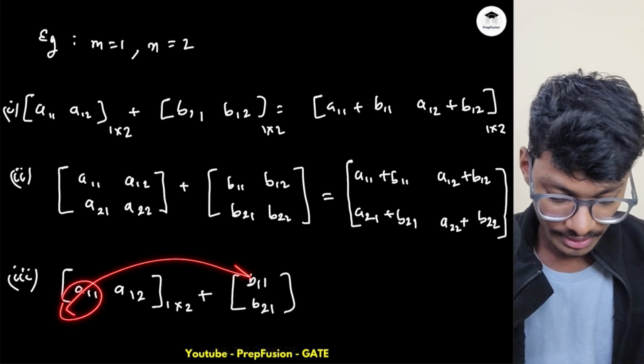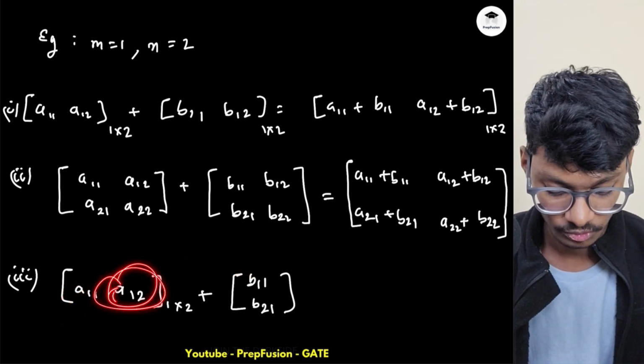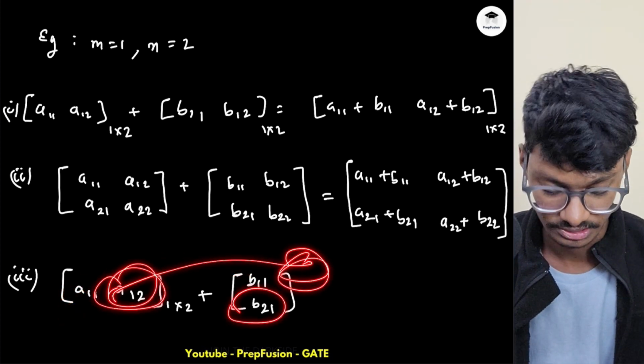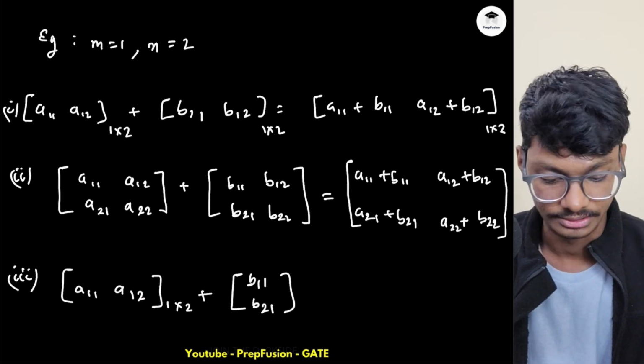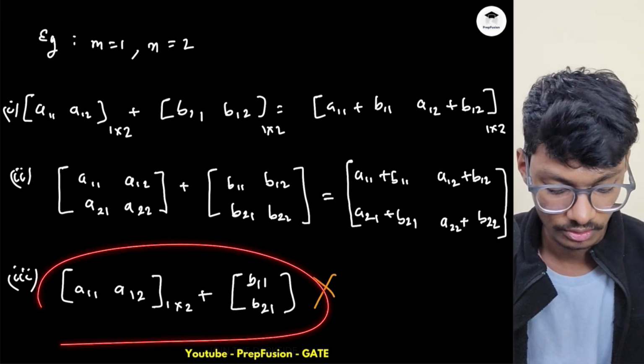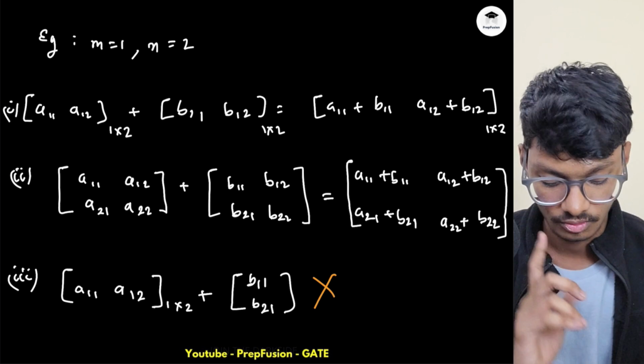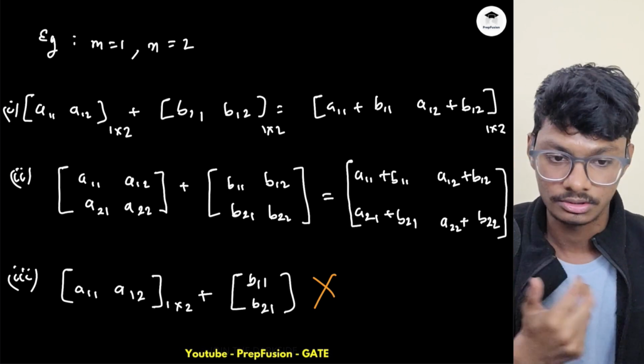Basically this element has this b11, fine, but this position is not present over here, this is somewhere down, so we can't add these, they are not like terms. So yeah, this is the first thing. I hope you got through that example.